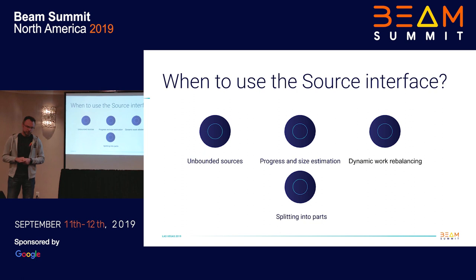We use it for unbounded sources. We can also use it if we need to provide progress and size estimation in your pipeline. Also in case your backend engine supports dynamic work rebalancing. And also if we want to use a part which is provided by the runner.